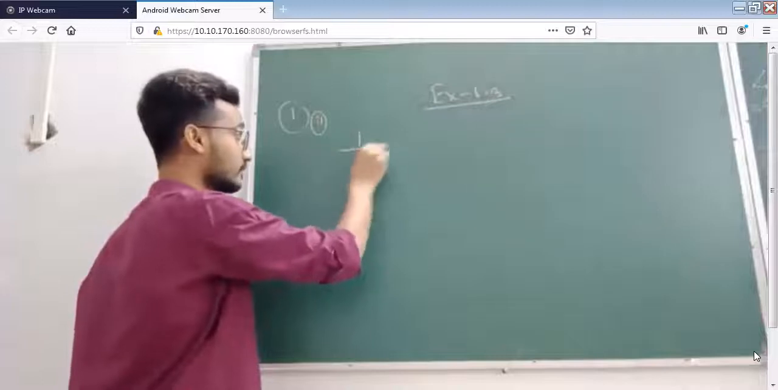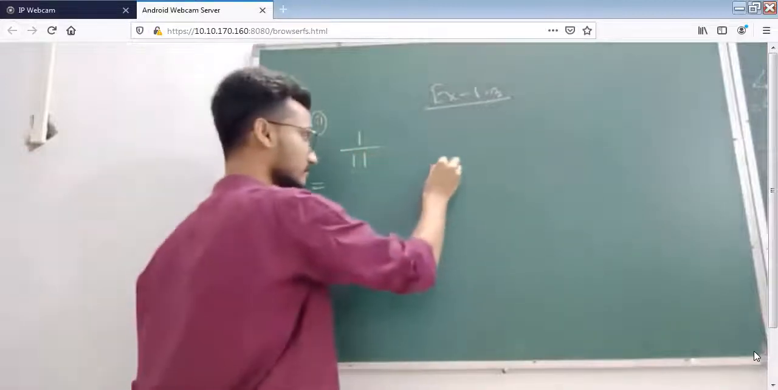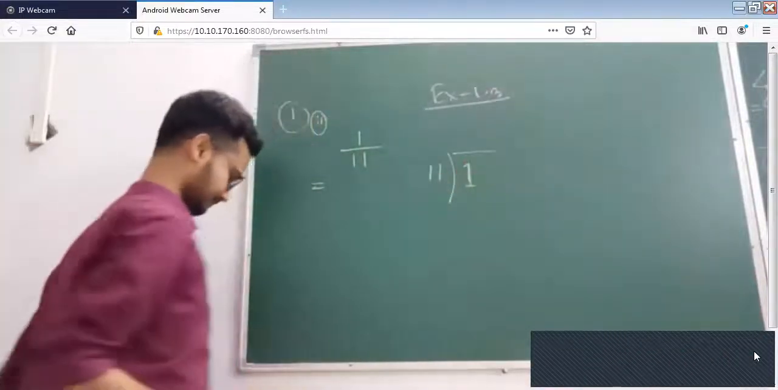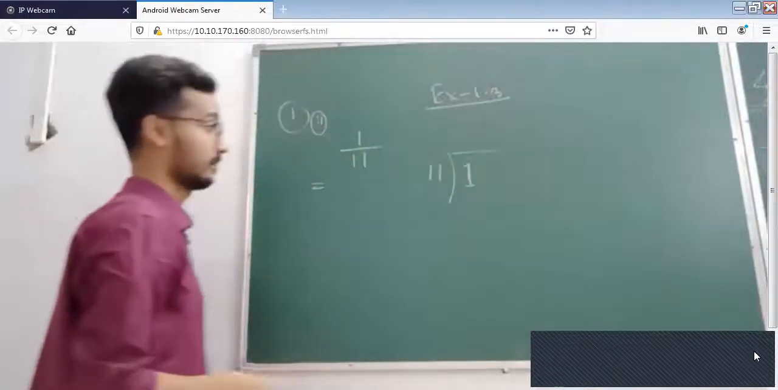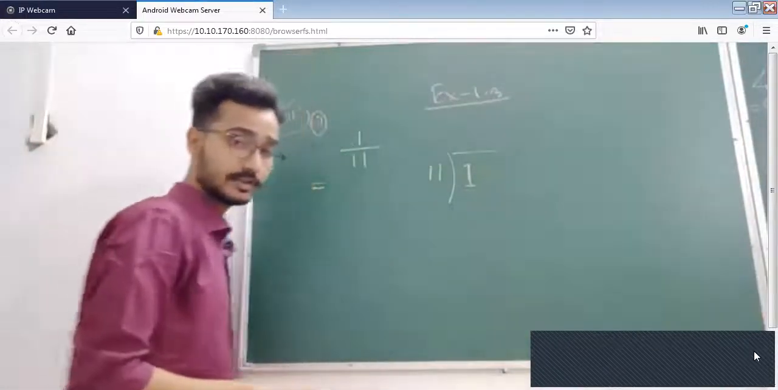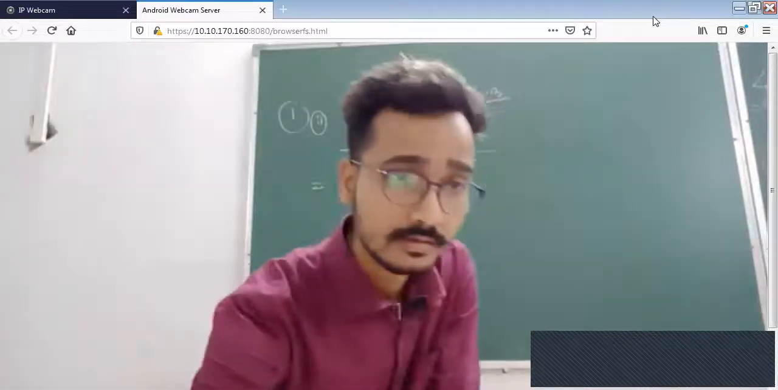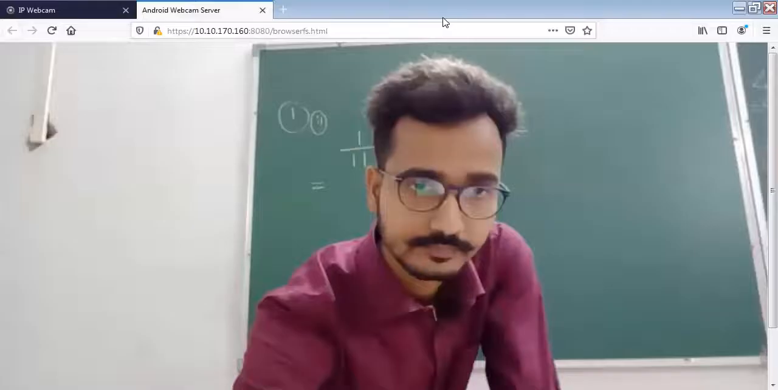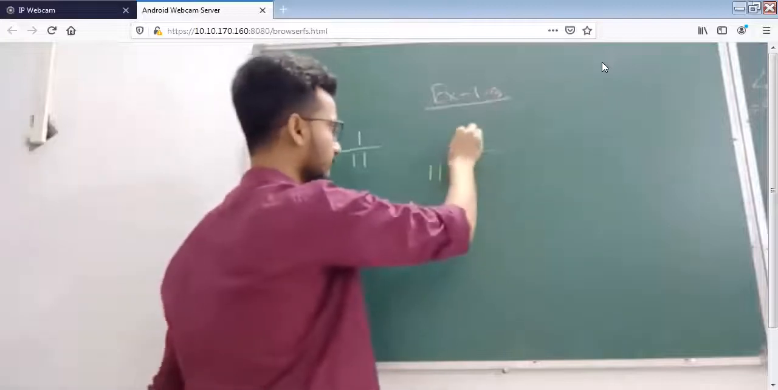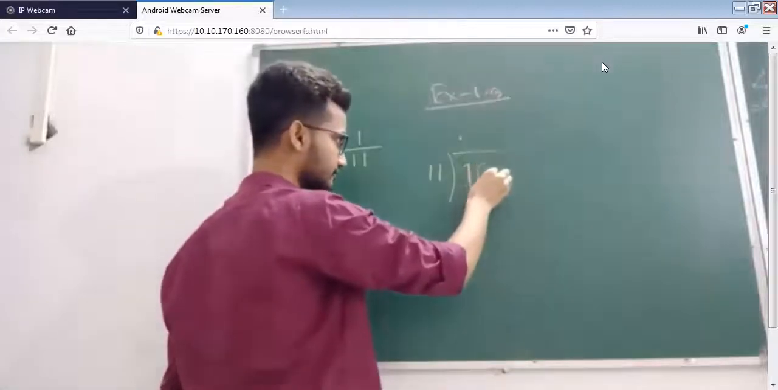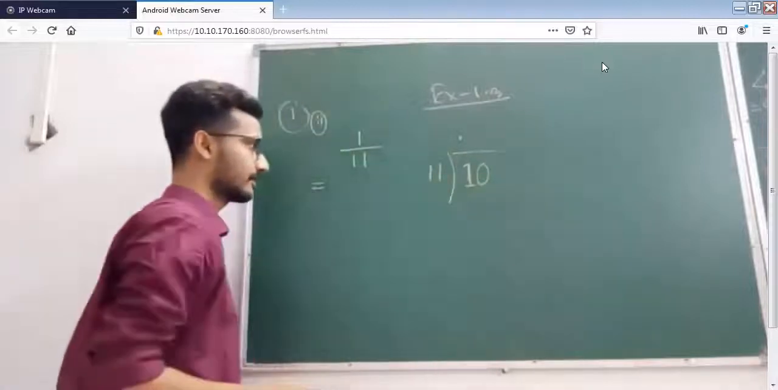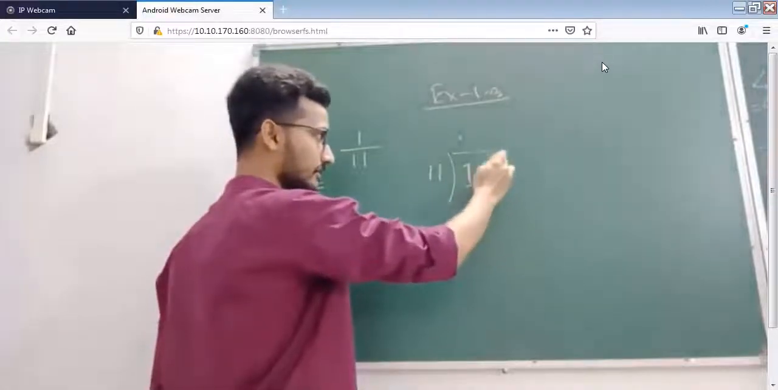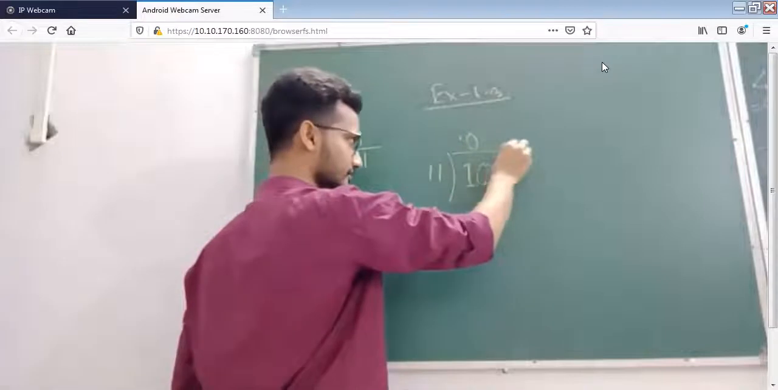So when you divide 1 by 11, now see, 1 cannot be divided by 11. Yes or no? So you have to give a decimal here. Then again 0. Then again 10 cannot be divided by 11. Now you have to give again 10 here. But before this 0, you have to give a 0. This is the basic thing for the dividing rule.